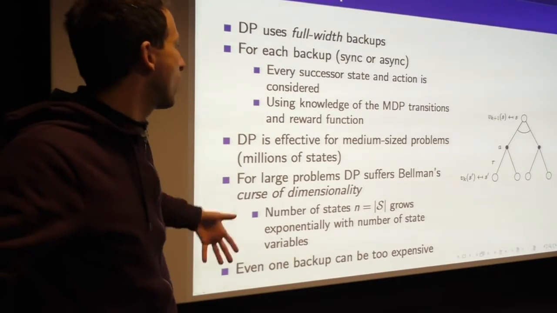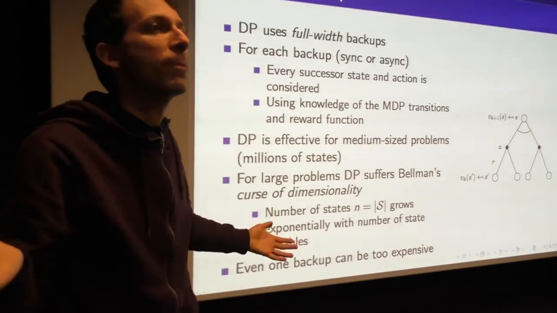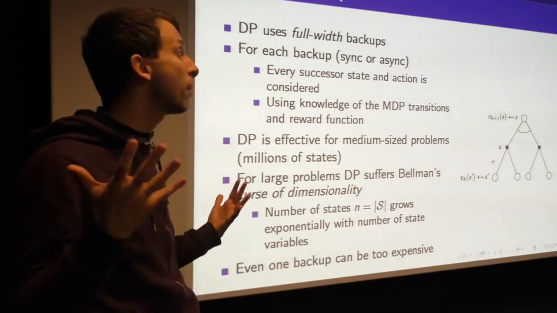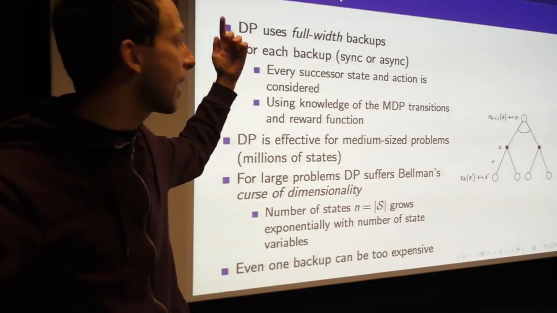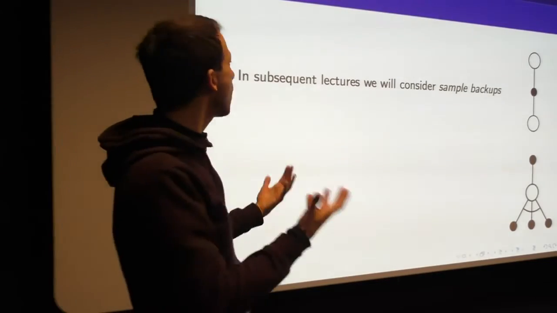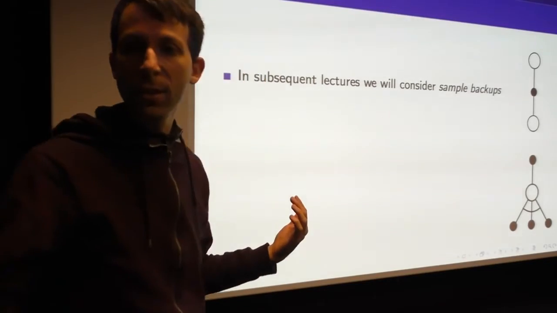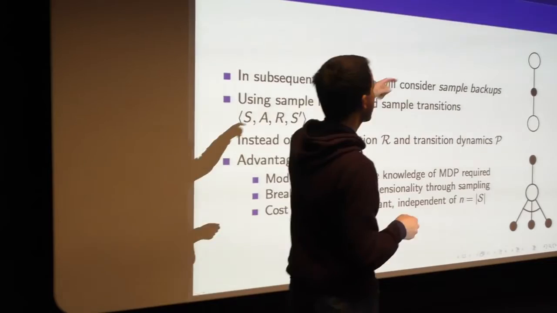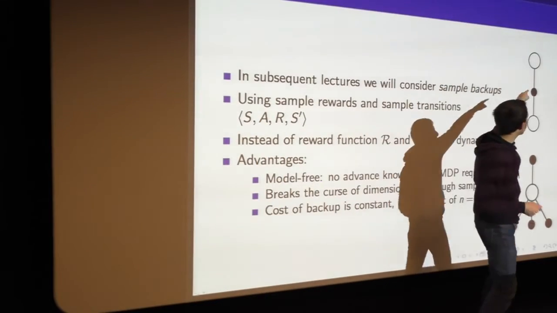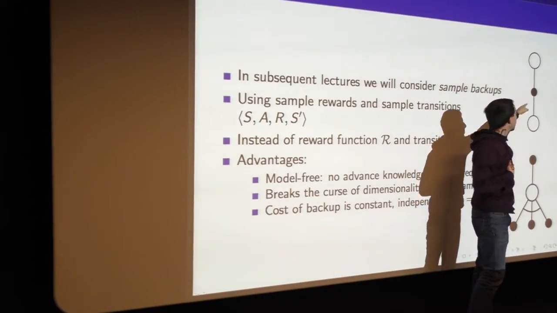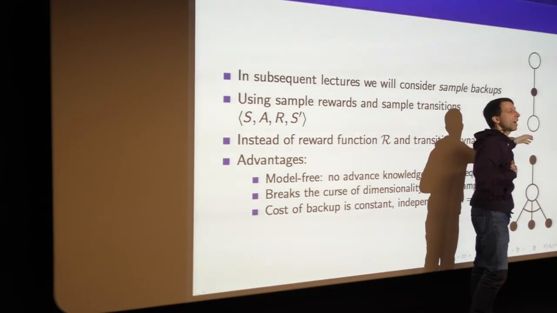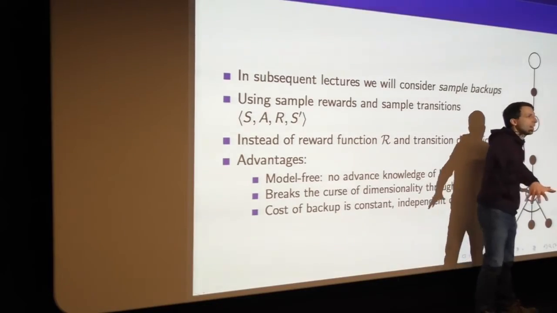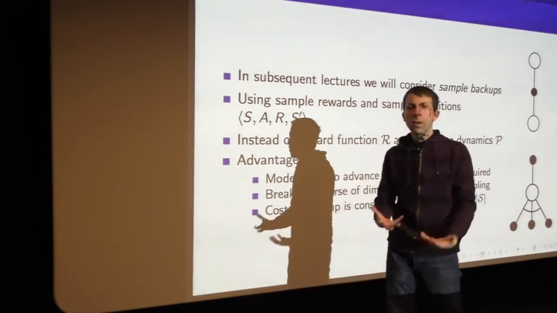And then in cases where even one backup is too expensive, we're going to talk about problems later with 10 to the 170 states, you can't even do one iteration of dynamic programming. You can't even do one backup. You can't even compute this for one state. So what you do, you sample. In subsequent lectures, we'll consider sample backups that look like this. We're going to start in a state. We're going to sample one action according to our policy. We're going to sample one transition according to our dynamics. And we're just going to do a backup based on that one sample instead of the full branching factor. And that's going to give us a lot more efficiency.